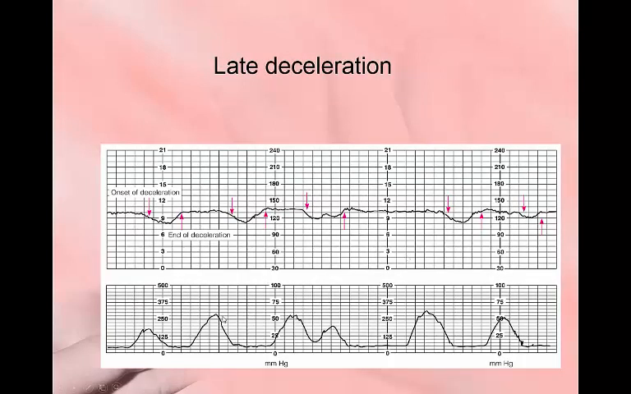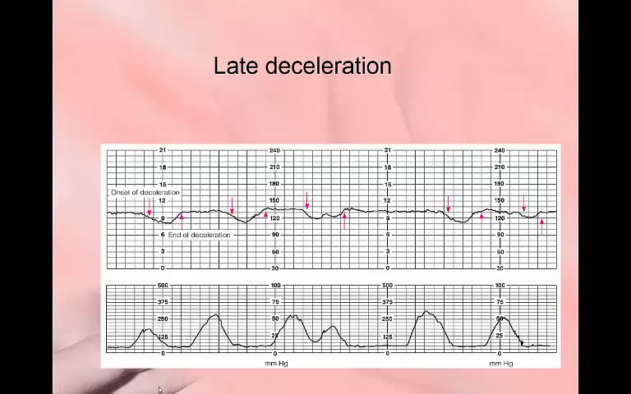Example of late deceleration. So find that peak of the contraction, go straight up. That's where the deceleration starts. You can see that we have this repetitive pattern of having a late deceleration here with every single contraction. So this is worrisome. We also have minimal variability as well. We have no acceleration. So this whole pattern in itself is very worrisome.